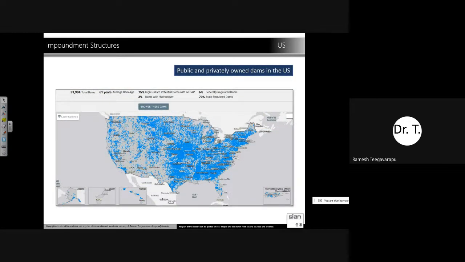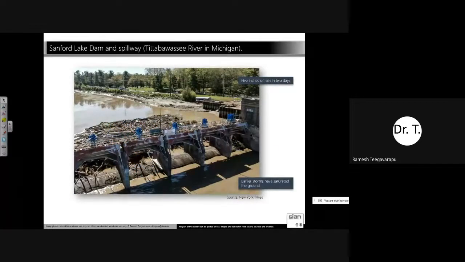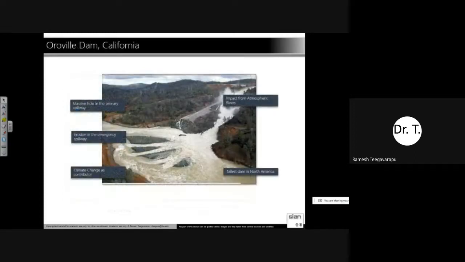You can see that currently around 90,000 structures are there, and many of them are privately owned, and the average age is around 61 years. You can see that most of it is state regulated, and of course only 6% are from the public. So here's an example of a recent failure of a dam because of extreme rainfall events. There was 5 inches of rainfall in 2 days, and this is the amount of flooding they saw in May 2020, requiring thousands of people to evacuate in Michigan.